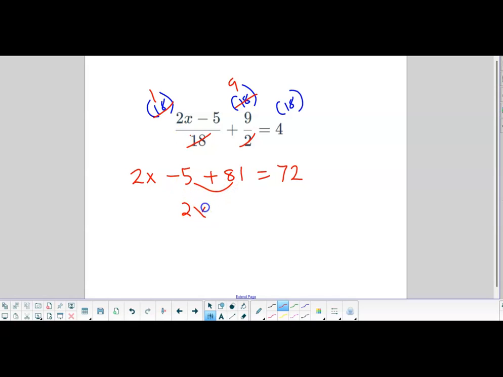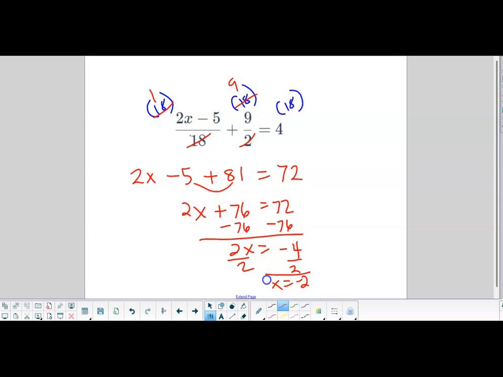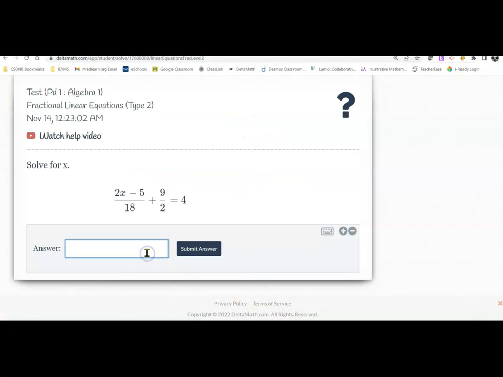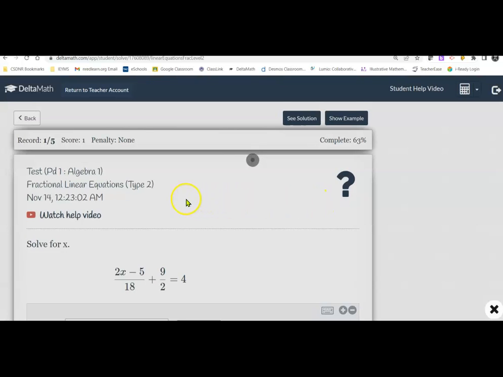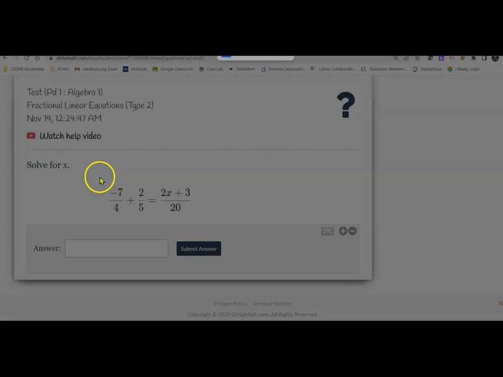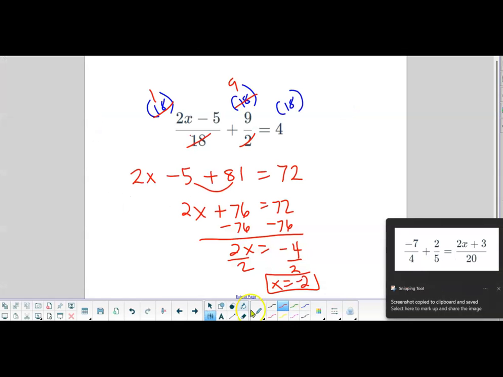Combine like terms. Subtract 76. -4, divide by 2, and I get -2. Let's go back and type that in here, see how we do. Let's try another one. I'm going to screenshot this to make it easier to work with.